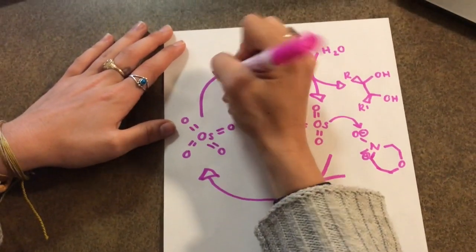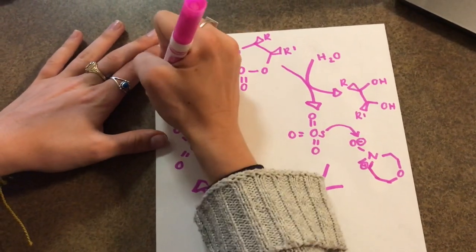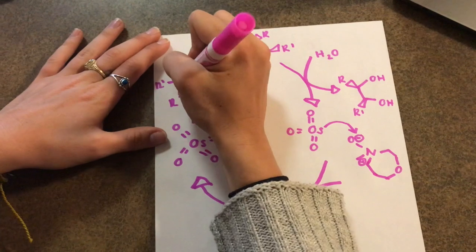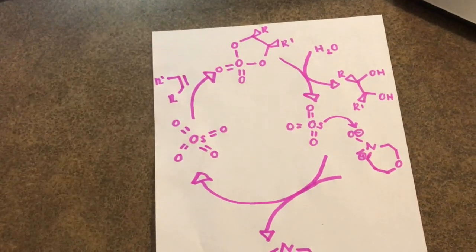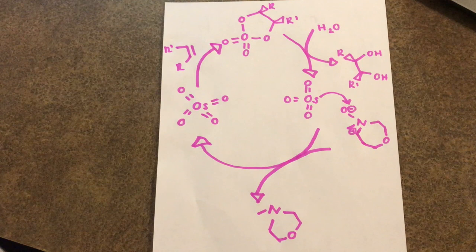Because this is a cyclic reaction, in order to return the original osmium reagent, a cis alkene with two R groups is added to the osmium tetroxide. Once this has happened, the reaction can start over again.